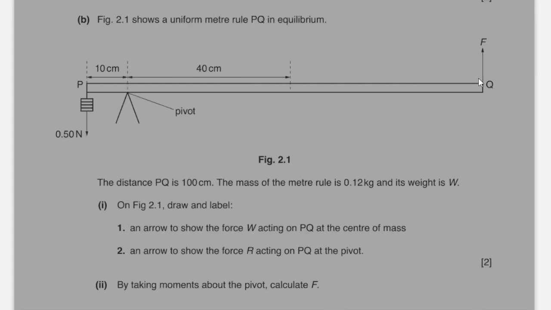B. Figure 2.1 shows a uniform meter rule PQ in equilibrium. The distance PQ is 100 centimeters. The mass of the rule is 0.12 kg and its weight is W. 1. On figure 2.1, draw and label an arrow to show the force W acting on PQ at the center of the mass. So the center of the mass is going to be the center of the scale over here, which is 50 centimeters mark. And here we have W. 2. An arrow to show the force R acting on PQ at the pivot. So the pivot has a force acting upward, and here it is.